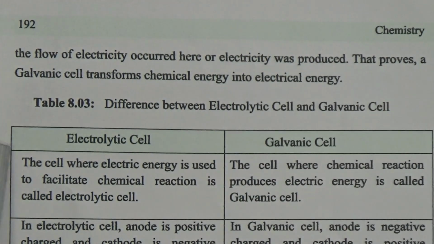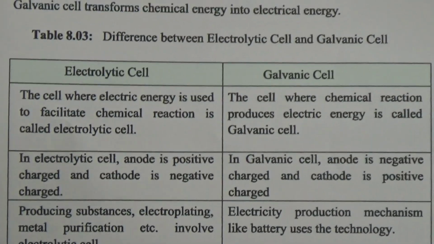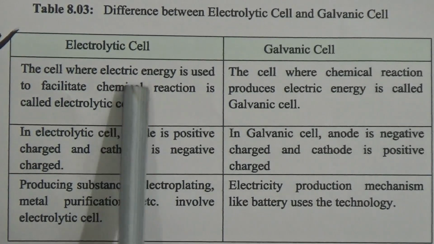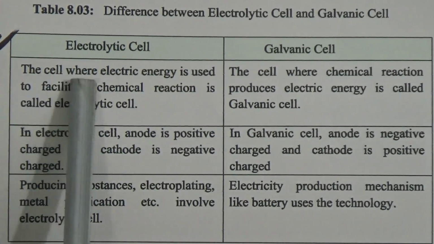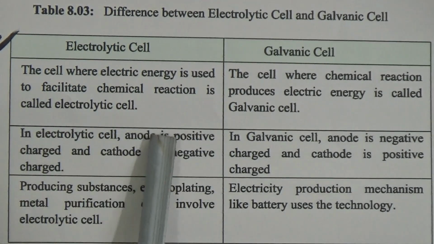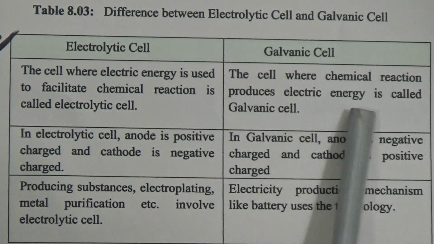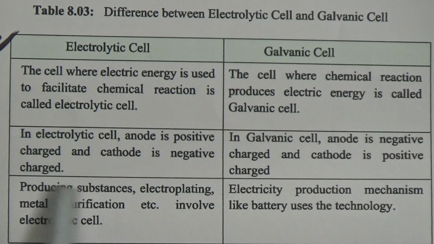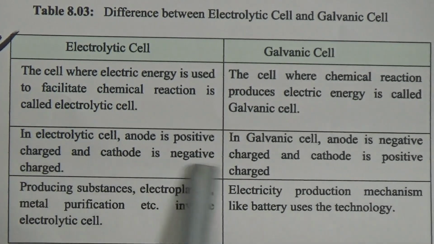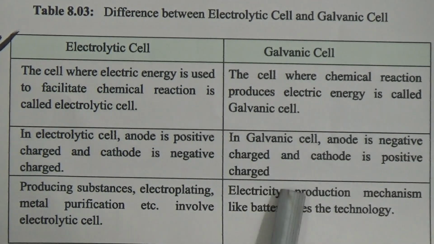Now we will discuss the difference between an electrolytic cell and a galvanic cell. That portion you have to learn. Now come to the first one. An electrolytic cell is a cell where electrical energy is used to facilitate a chemical reaction. A galvanic cell is a cell where a chemical reaction produces electrical energy. In an electrolytic cell, the anode is positively charged and the cathode is negatively charged, and in a galvanic cell, the anode is negatively charged and the cathode is positively charged.